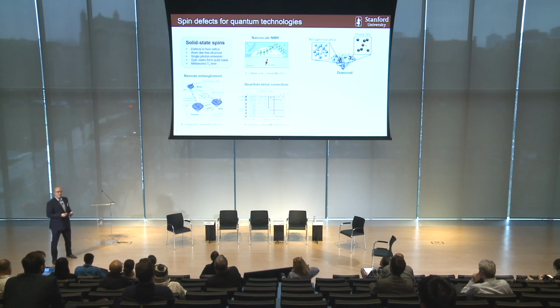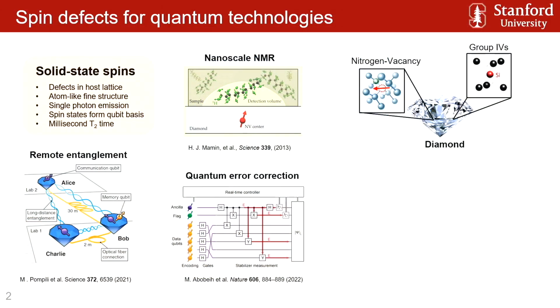So the type of qubit that I'll be focusing on today are these defects in solids. Many of you have probably heard about the nitrogen vacancy center in diamond, which is basically a defect in this host crystal. That defect traps some electrons. Those electrons have both spin and optical structure that we can use to make a qubit. And this system has been used in really seminal results in quantum science, from nanoscale NMR to quantum error correction and distributing remote entanglement, including some work by some of the Quantum Creator Prize organizers.